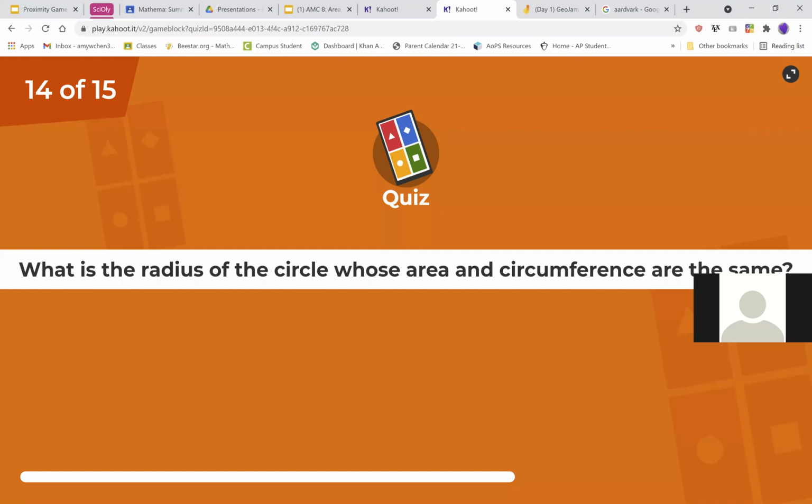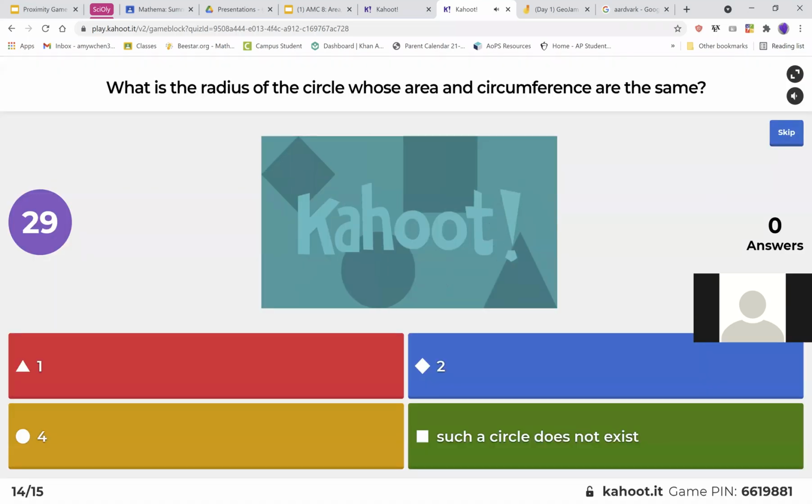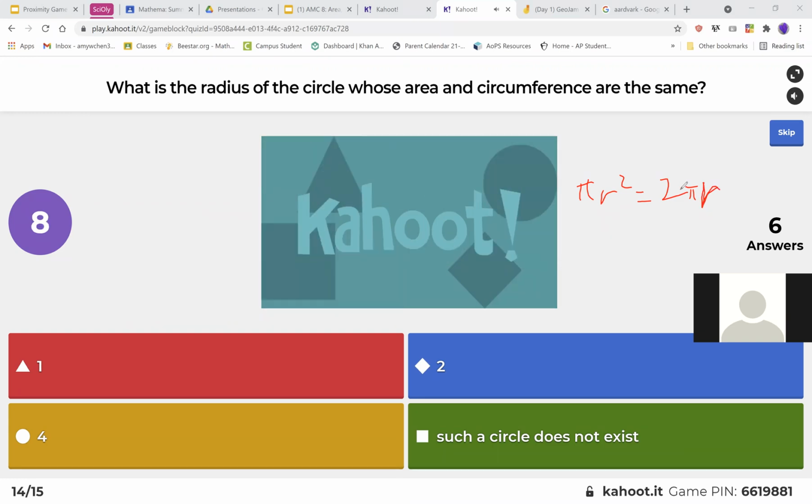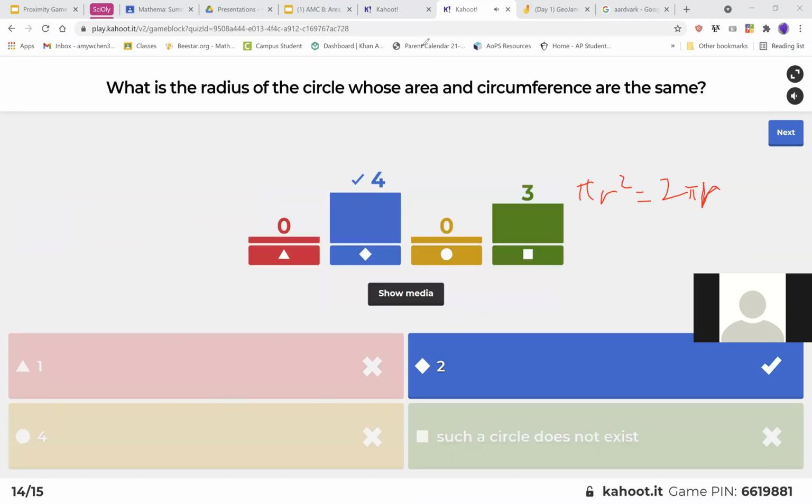Radius of circle whose area and circumference are the same. This one doesn't have an image because it doesn't need one. Okay, remember area of circle is pi r squared, and we want that to be equal to 2 pi r.